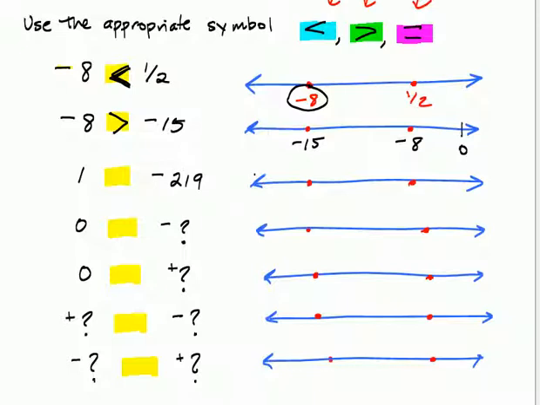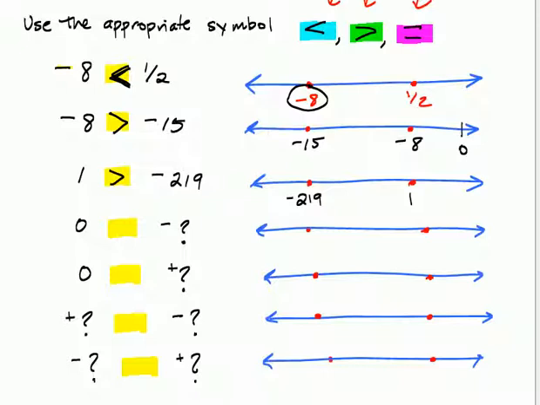Next one. 1, negative 219. There's our negative 219, and there's our positive 1. Which is smaller? The negative 219. So our arrow is going to point to that, and we would say 1 is greater than negative 219.